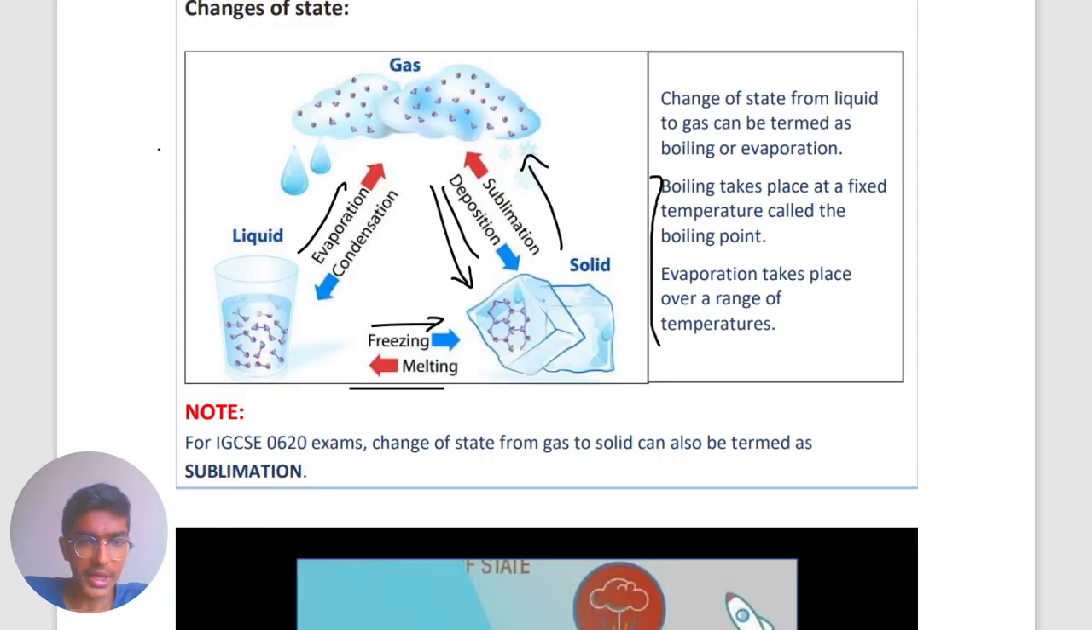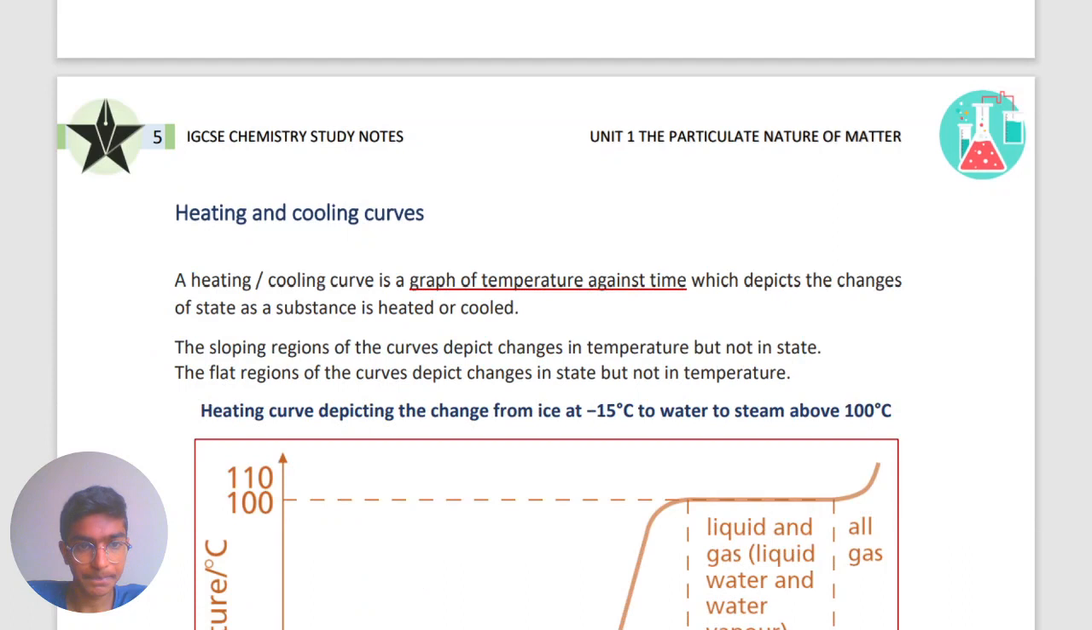Then it says right here, for the IGCSE 0620 exams, change of state from gas to solid can be termed as sublimation. So solid to gas can be termed as sublimation, and you would get that correct.